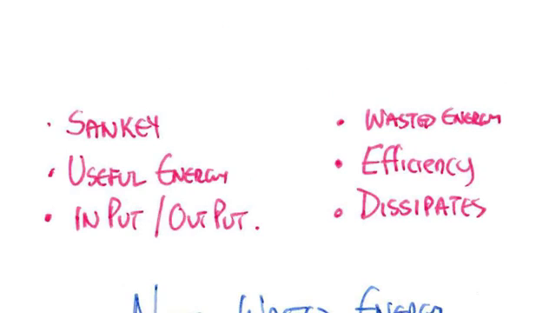Keywords here: you must know what we mean by Sankey. You must know what useful energy and wasted energy are. You must know how to work out efficiency. You must know the difference between input and output. And you must know that dissipates means to spread out, and the energy normally spreads out in the form of heat, and it warms up the environment. So there we go, that's everything you need to know about energy and the transfer of energy.